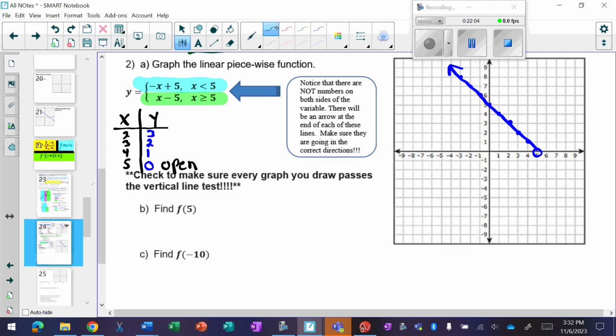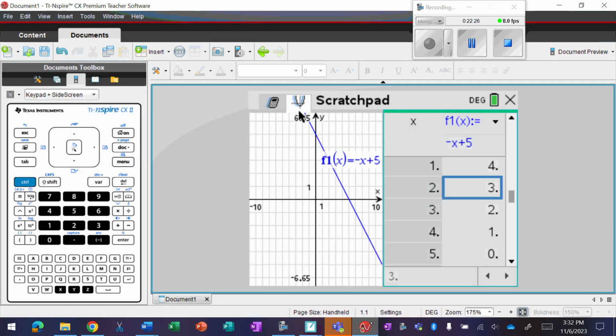For the next piece, we're going to go back to our calculator. This time we're starting at 5 and counting up. Okay? And we're going to have a closed circle when we start. So it's open at one end, and it'll be closed on the next end. So back over to our calculator.